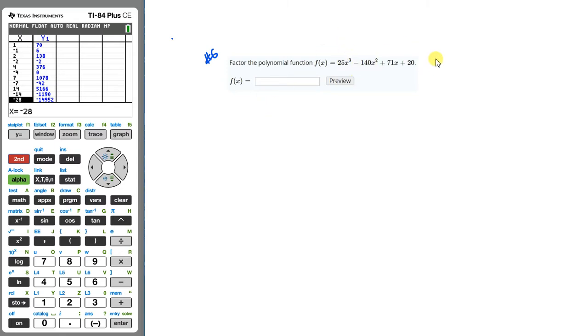Now, how would I begin this? I mean, can I factor it like this? Can I just start doing this? You could if it was quadratic, and you could try to piece it together, but it's not quadratic, it's third power, right? So that's not going to work. So instead, we begin with the rational zeros theorem.